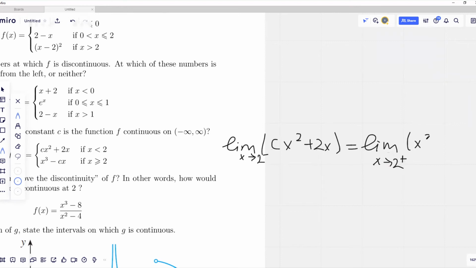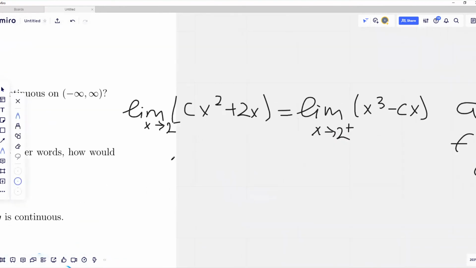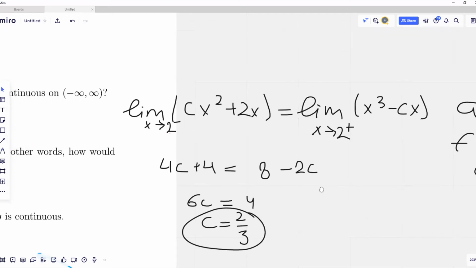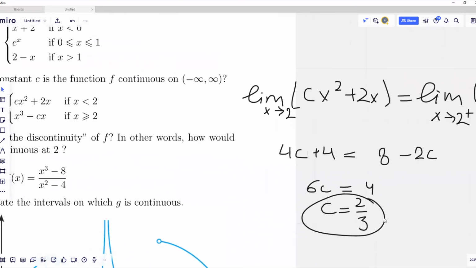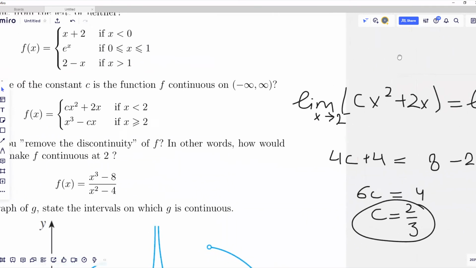So this is x cubed minus cx. So we have 4c plus 4. That should be equal to 8 minus 2c. So 6c is equal to 4, c is equal to 2 over 3. Then for the value c is equal to 2 over 3, our function is going to be continuous everywhere.